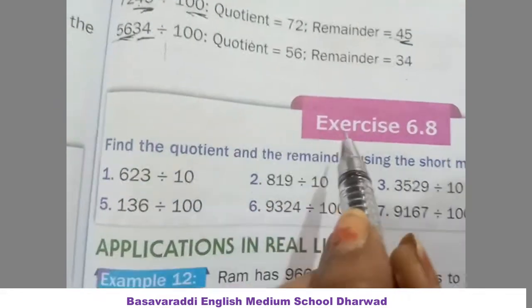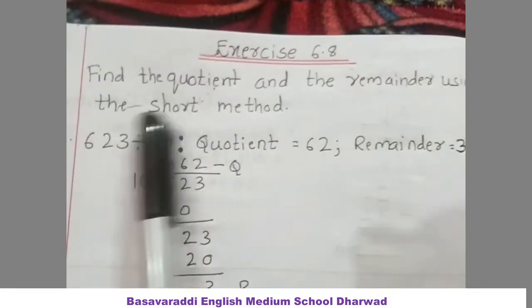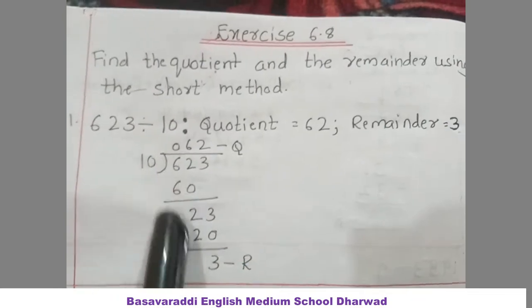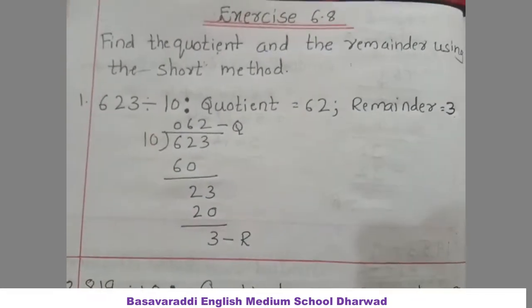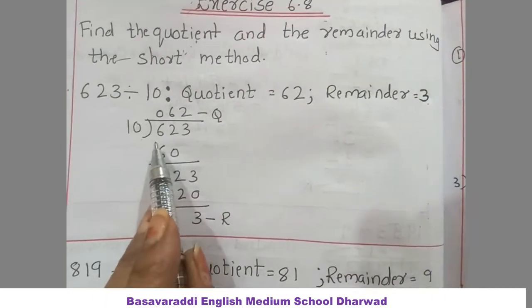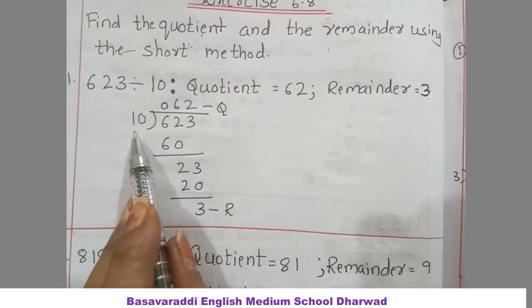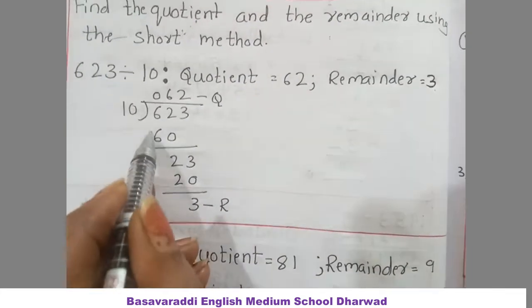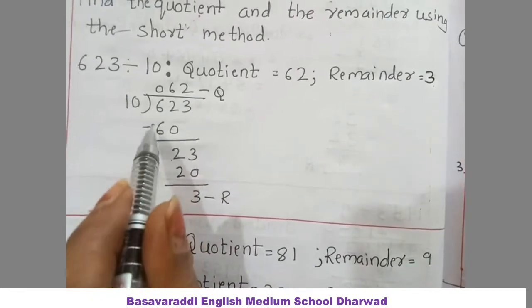The exercise, part 6.8: find the quotient and the remainder using the shortcut method. First I solve this one by the long method: 623 divided by 10. 6 is not coming in the 100's place, so again we are taking the 10's place, 62. 10 sixes are 60. We have to subtract: 2 minus 0 is 2, and 6 minus 6 is 0.